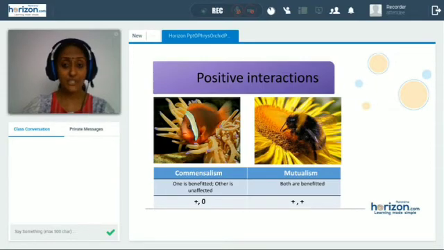And the second picture shows a flower that is being pollinated by a bee. This type of interaction is called mutualism, where both the interacting species will be benefited. Here the flower provides a bee with pollen as well as nectar, and in return, the bee pollinates the flower.